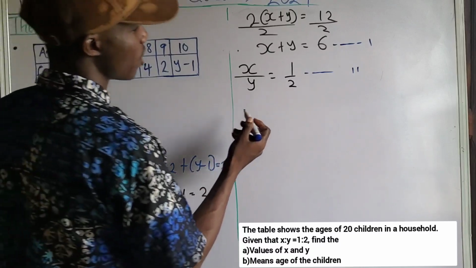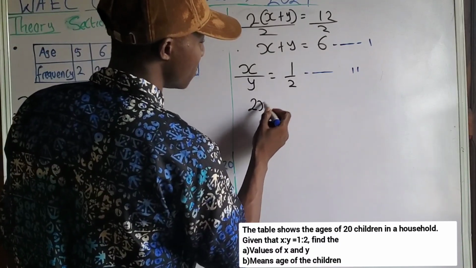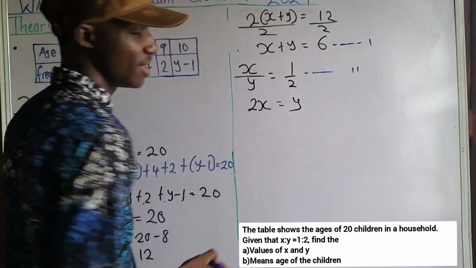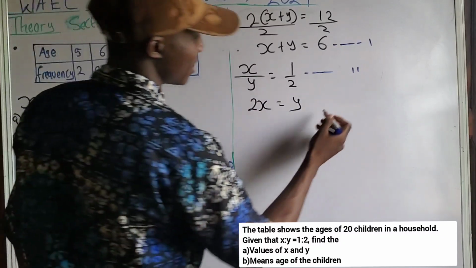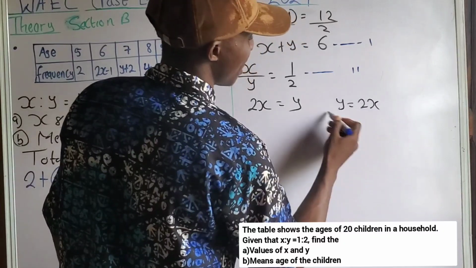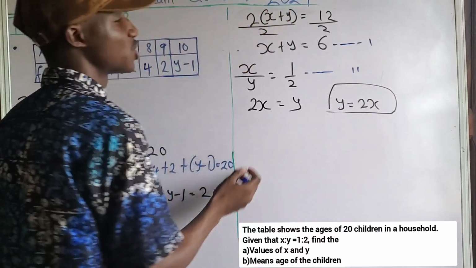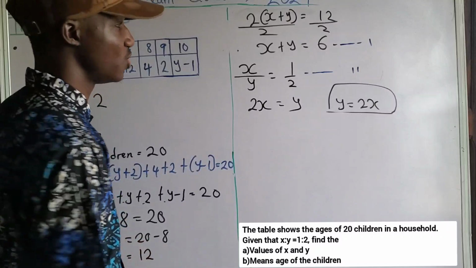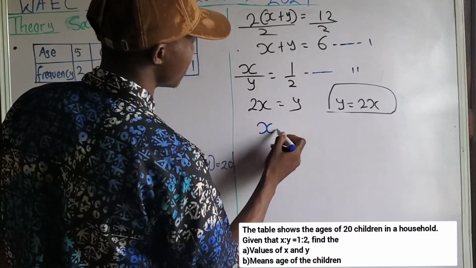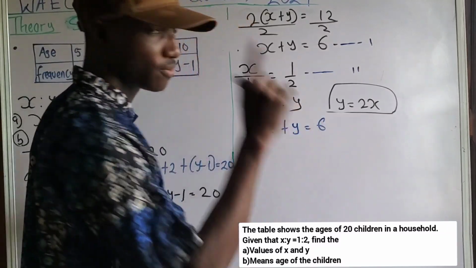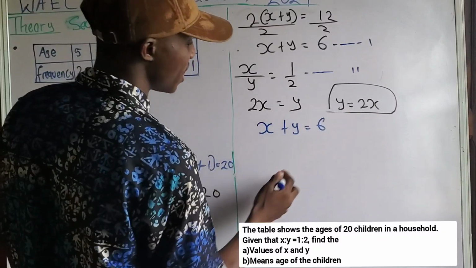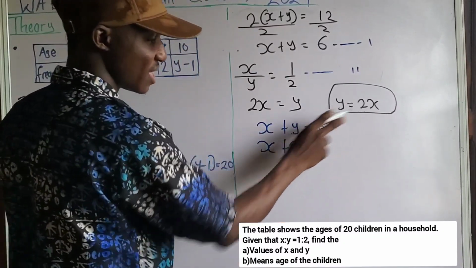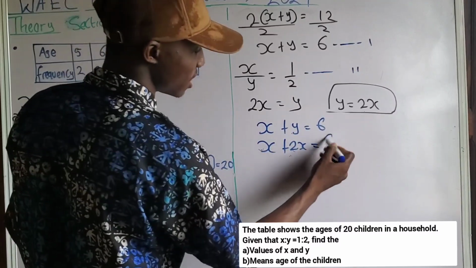So, if you cross multiply equation 2, you're going to have 2x equals y. Are you getting it? So, we can set y equals 2x. Having gotten the value of y as 2x, substitute it into the first equation. So, I'm going to have x plus y equals 6, which is the first equation. Now, when y is 2x, we're going to have x plus 2x equals 6.